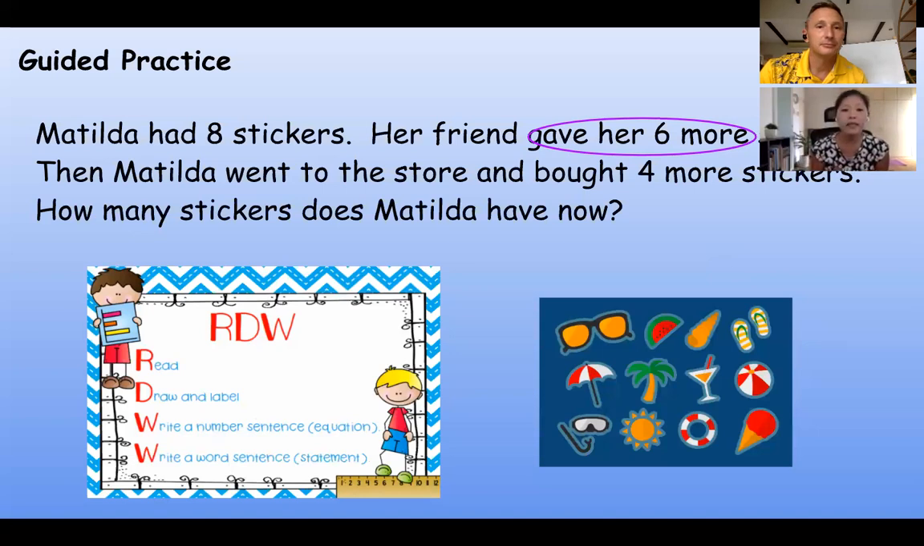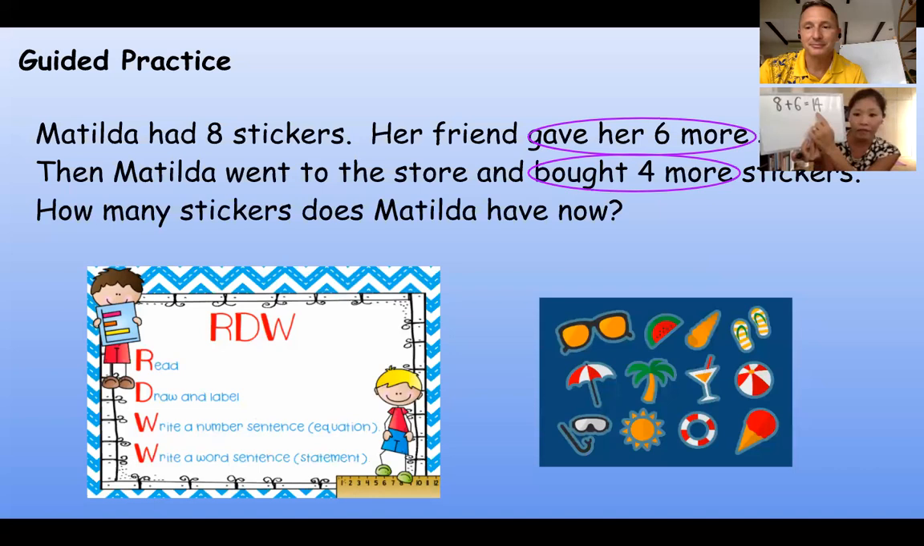Then Matilda went to the store and bought 4 more stickers. Bought 4 more. That means she got more stickers. I'm thinking it's addition again this time.